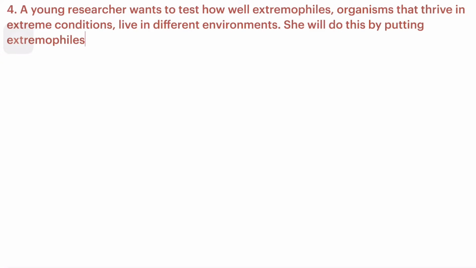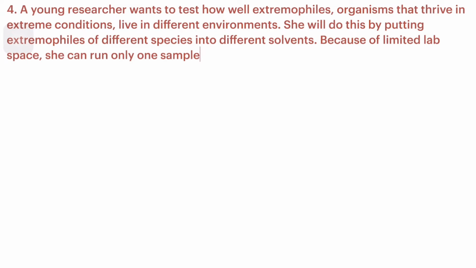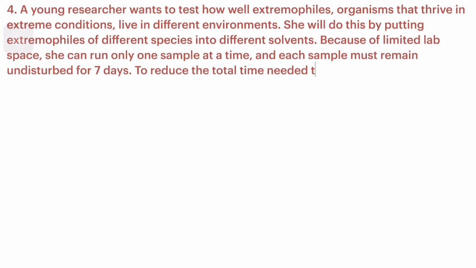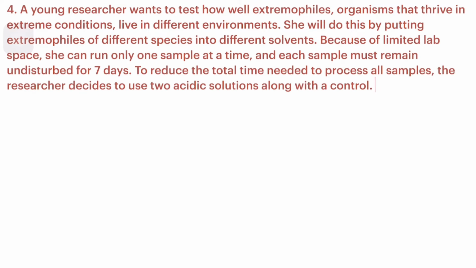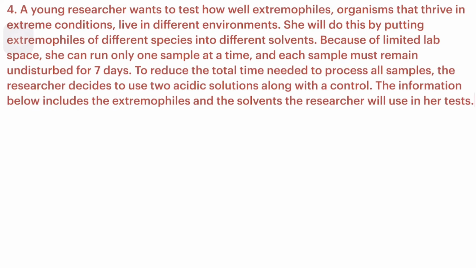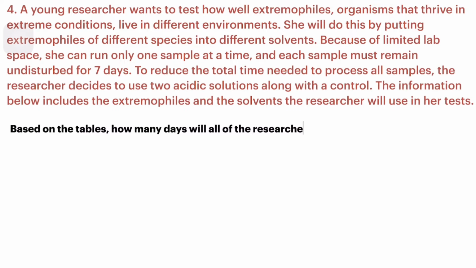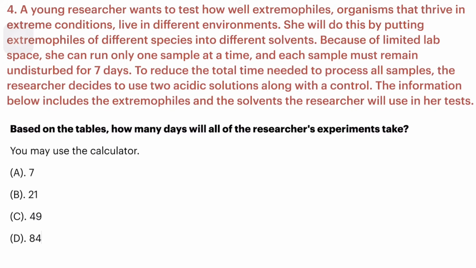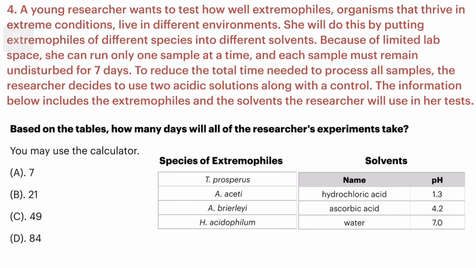Question 4. A young researcher wants to test how well extremophiles, organisms that thrive in extreme conditions, live in different environments. She will do this by putting extremophiles of different species into different solvents. Because of limited lab space, she can run only one sample at a time, and each sample must remain undisturbed for 7 days. To reduce the total time needed to process all samples, the researcher decides to use 2 acidic solutions along with the control. The information below includes the extremophiles and the solvents the researcher will use in her tests.